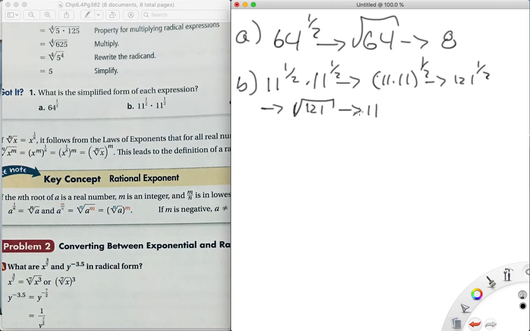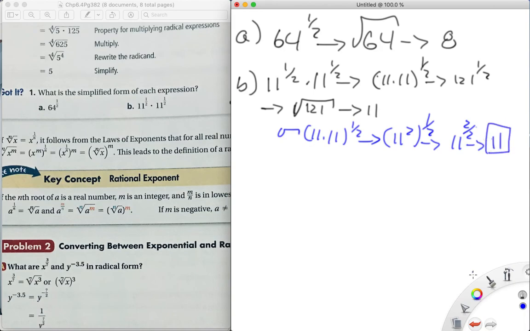Or you can think of it as, once we get here, 11 times 11 to the 1/2 is the same thing as saying 11 squared to the 1/2. So in this case, when you have an exponent raised to another exponent, we can multiply. And it can be 11 2 over 2, which is 11 over 1, which is 11. You get the same answer. There's a lot of ways to think about these things.